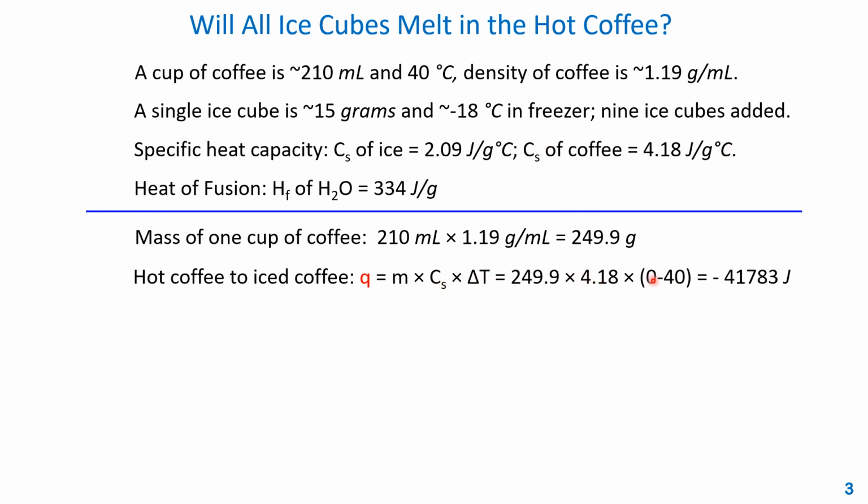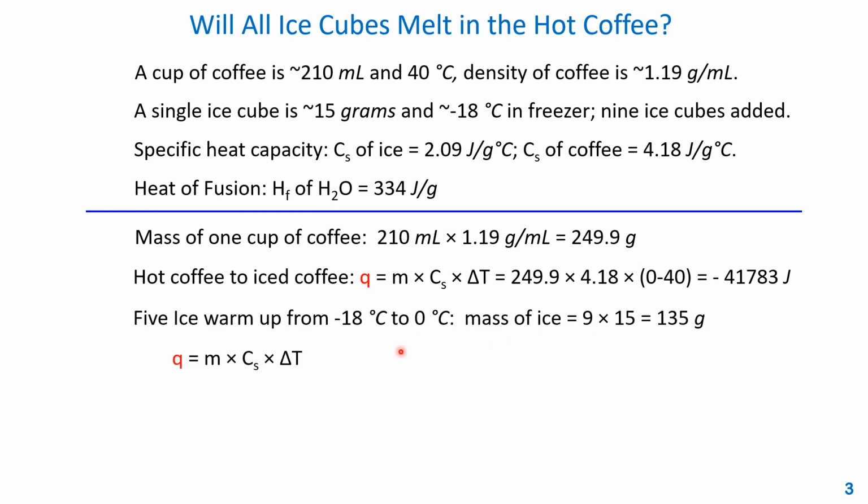Delta T, final temperature is 0, initial temperature is 40 degrees Celsius. So you can calculate that. Again, it's the energy released, so you have a negative sign here. So it's 41,783 joules.